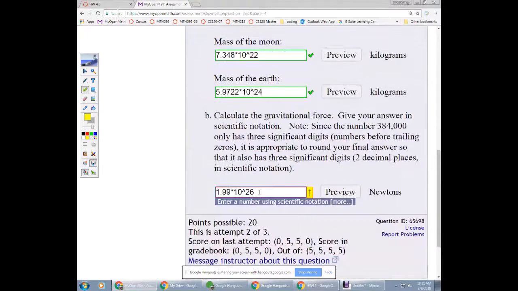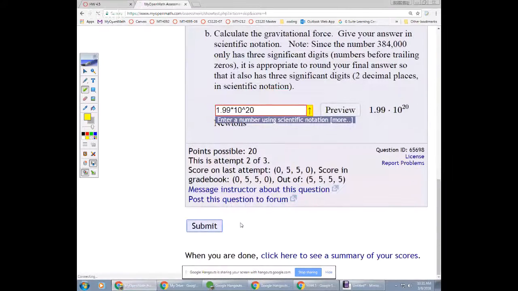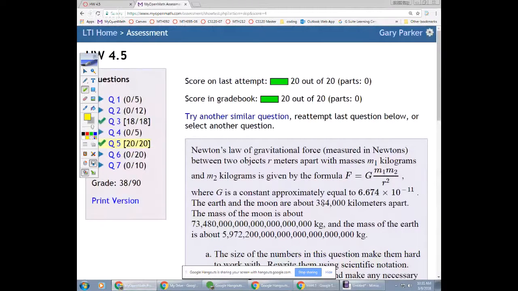Details. Sometimes they're important. Woohoo, you got it right. All right. I got another problem for y'all.